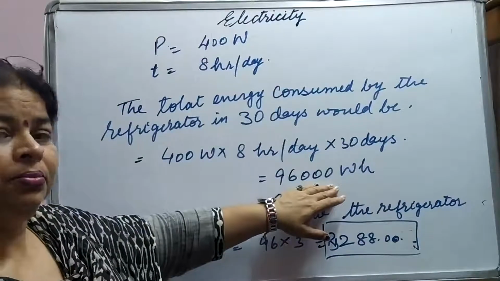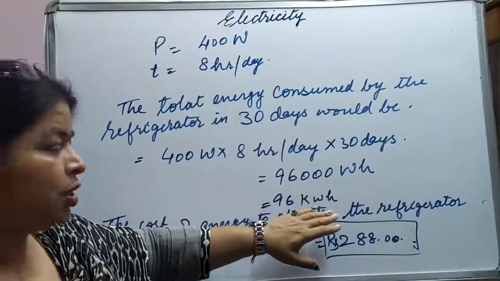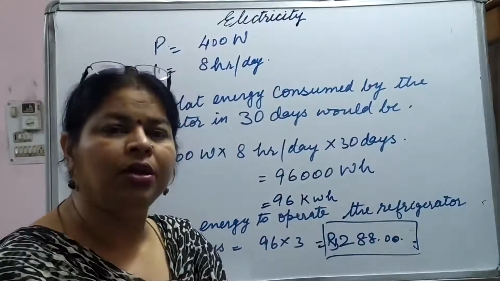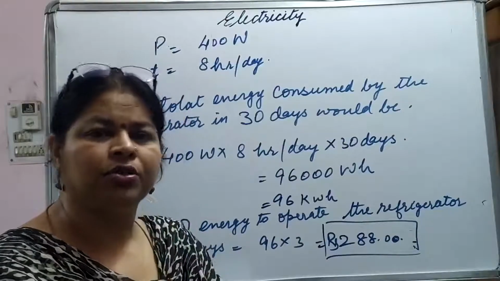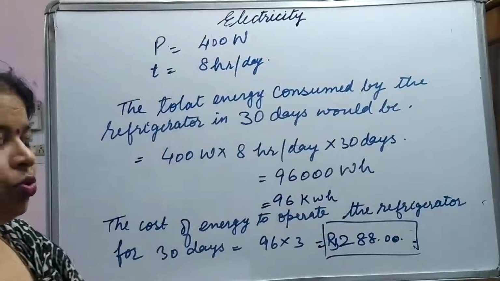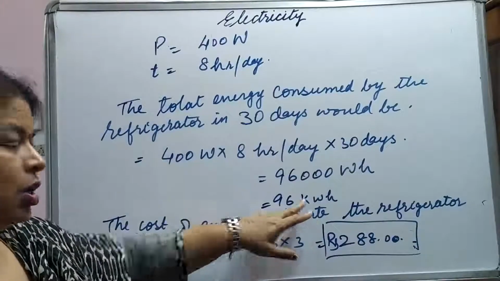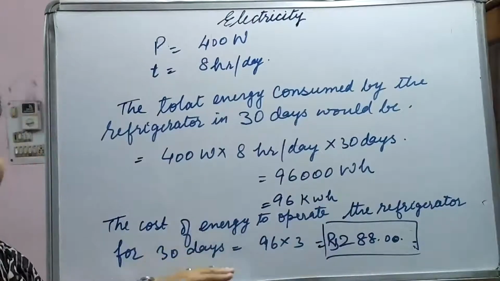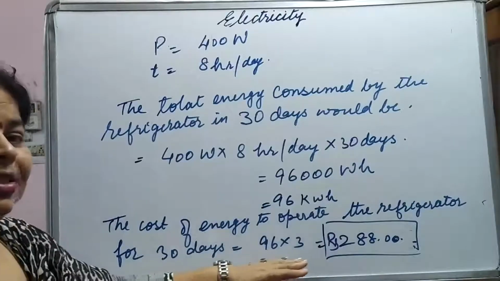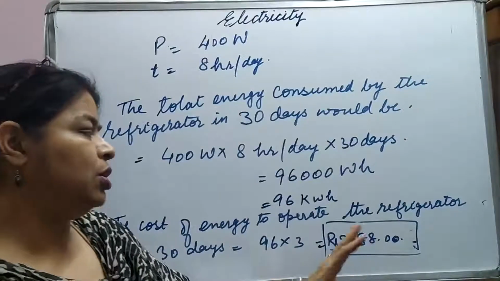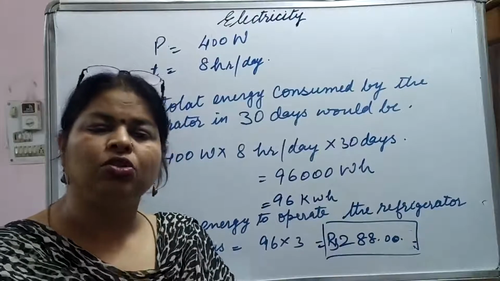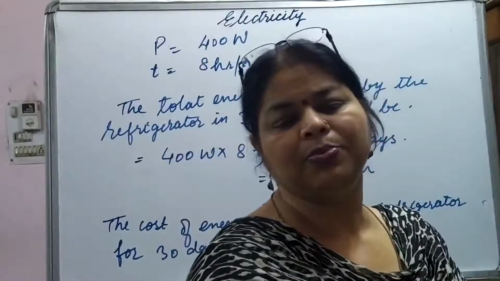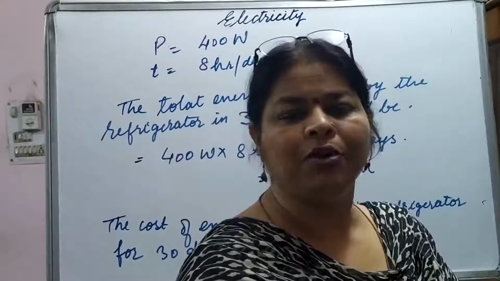So it is in watt hour. We are going to convert it into kilowatt hour because the expense for 1 unit is 3 rupees. So we need to convert it into kilowatt hour. So the cost of energy to operate the refrigerator for 30 days would be 96 into 3 is equal to 288 rupees. So this is how we can do the numericals based on the concept of power.